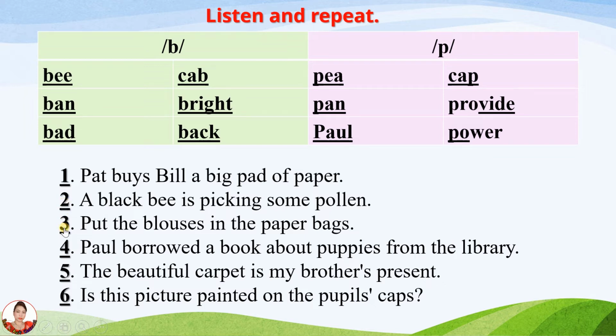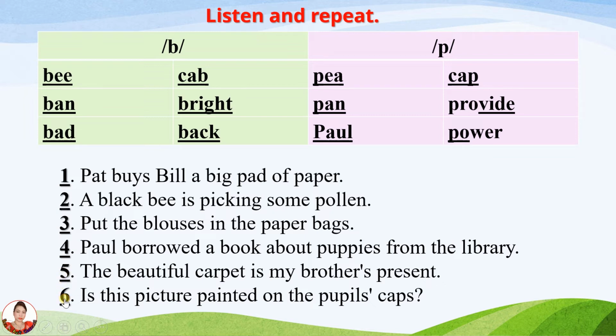3. Put the blouses in the paper bags. 4. Paul borrowed a book about puppies from the library. 5. The beautiful carpet is my brother's present.